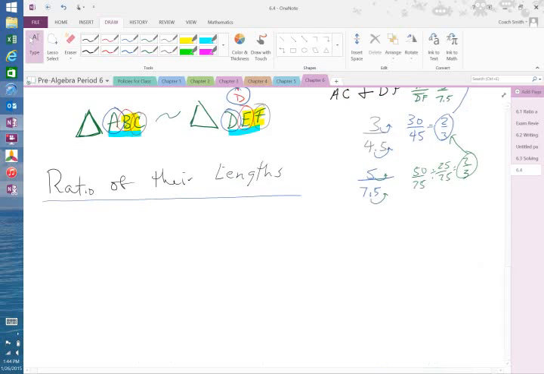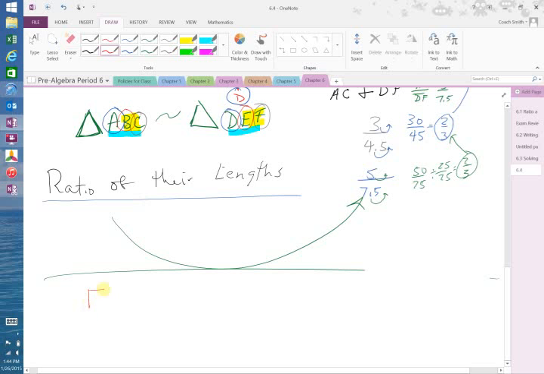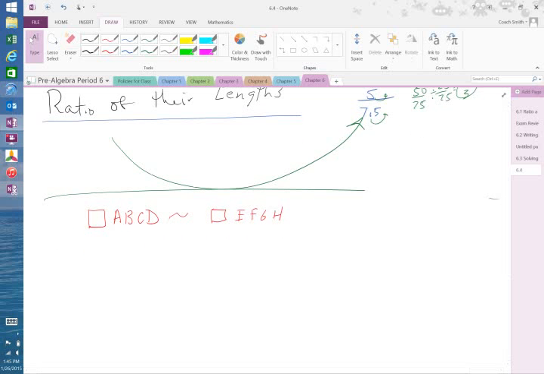Now, let me just show you something real quick. I'll make an arrow over there. If I did square ABCD is similar to square EFGH, and I just did that right there. I said they're similar. Square ABCD is similar to square EFGH. Well, what would the corresponding angles be?